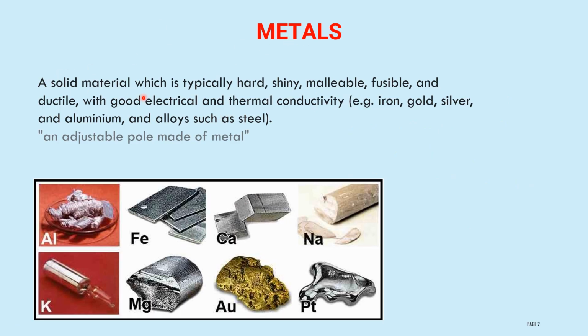Metals: a solid material which is typically hard, shiny, malleable, fusible and ductile, with good electrical and thermal conductivity. For example, iron, gold, silver, aluminium, and alloys such as steel. A metal is any solid material which shows the properties of metals: hard, shiny, malleable, fusible, ductile, and also good electrical and thermal conductivity. We call it a metal. For example, aluminium, iron, calcium, sodium, potassium, magnesium, gold, platinum.